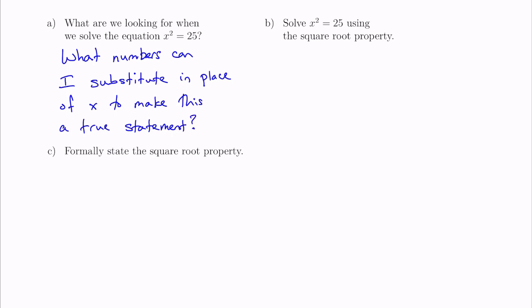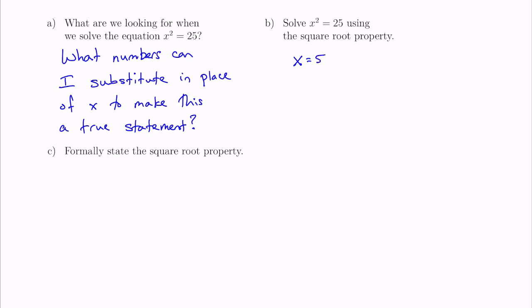In part B, we'll solve the equation x squared equals 25 using the square root property. The square root property is exactly this idea, asking ourselves, what numbers could I square to get 25? Hopefully it jumps out at us that 5 is a solution for this equation.